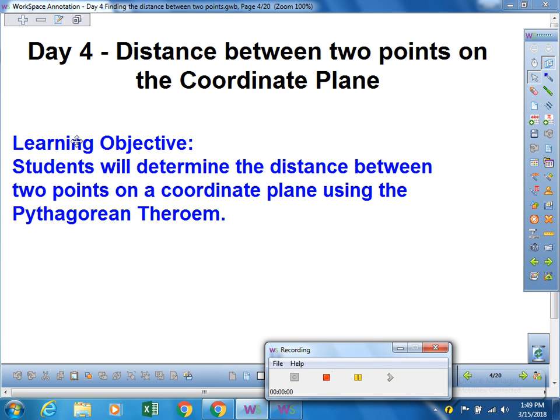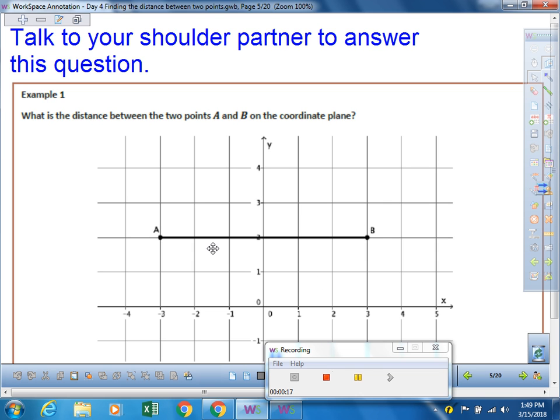So, day 4, distance between 2 points on a coordinate plane. We're going to have 2 points on a coordinate plane, and we have to find the distance. So here are 2 points on a coordinate plane. It's this point right here and this point. I want you to think to yourself, what is the distance here? Think to yourself.